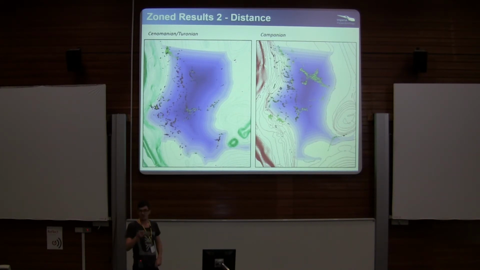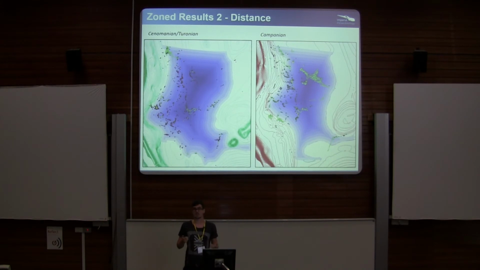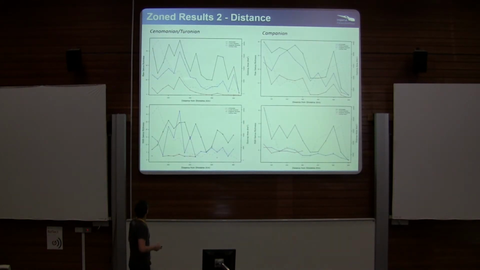These are 50-kilometre zones that stretch from the shoreline into the centre of the Seaway, and we use these in terms of diversity analysis. So this is now diversity and not just raw occurrences. On top here, we can see for the Cenomanian and the Campanian, this is raw diversity across the Seaway for these time periods. And again, they plot pretty closely.